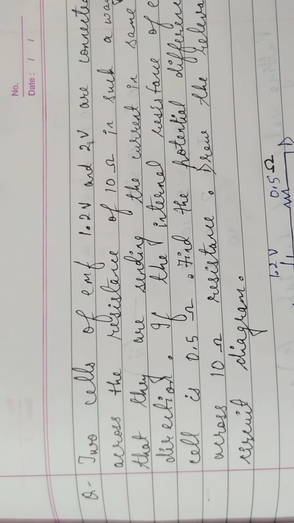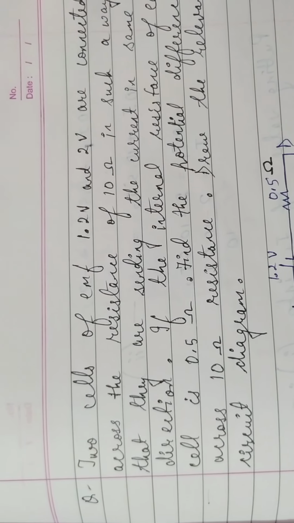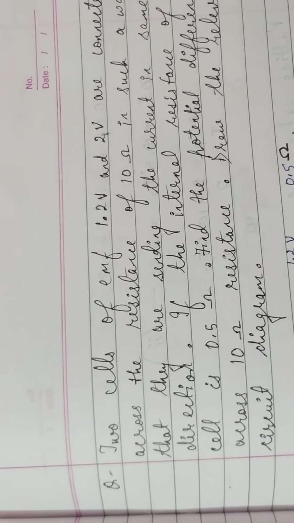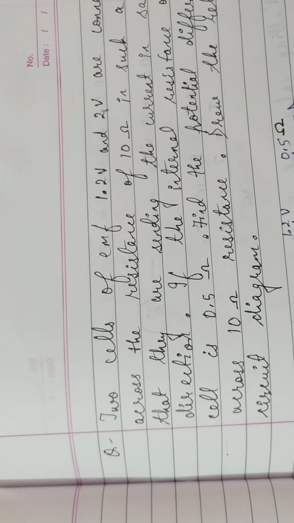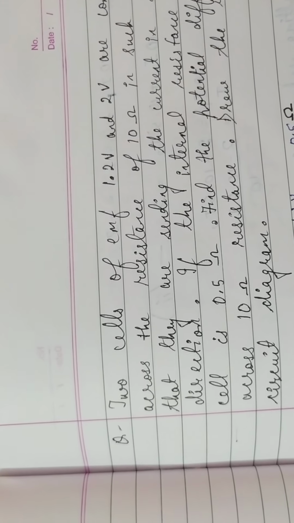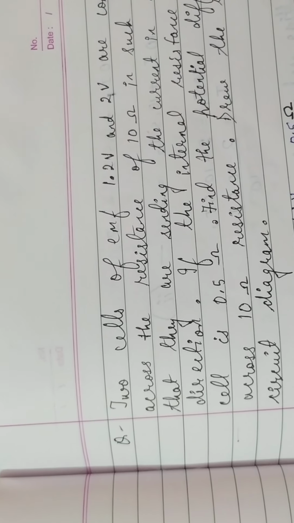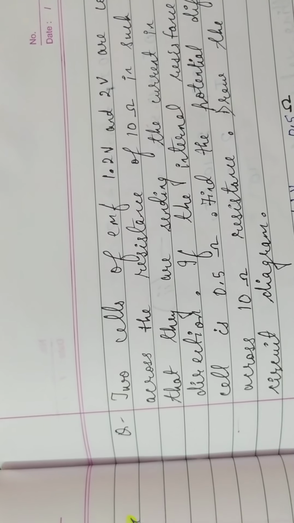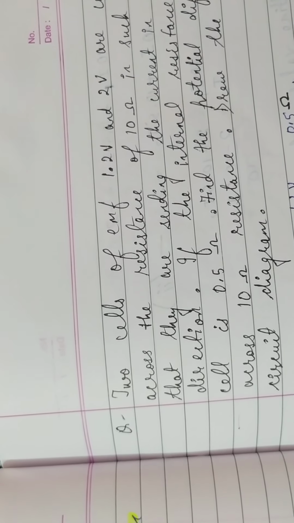Children, in this video I will explain KCL and KVL with the help of a question. The question is, two cells of EMF 1.2 volt and 2 volt are connected across the resistance of 10 ohm in such a way that they are sending the current in the same direction.